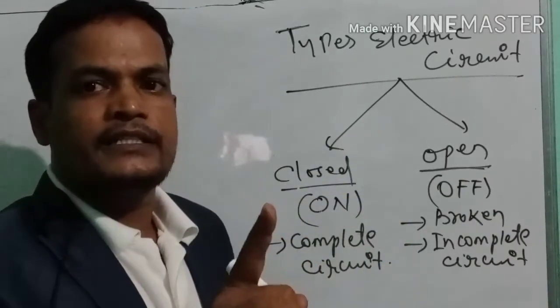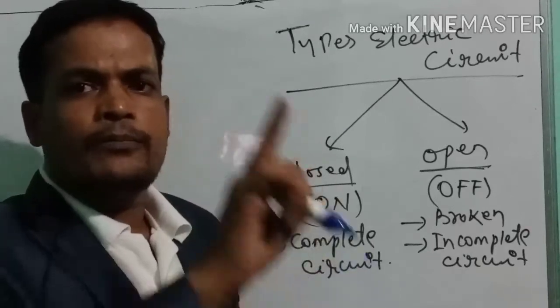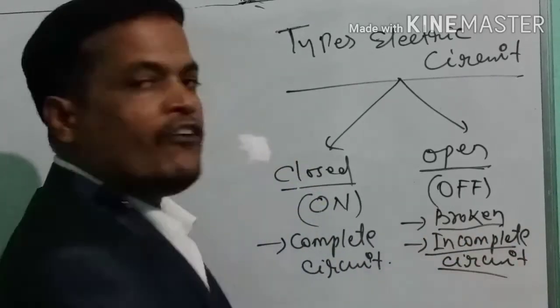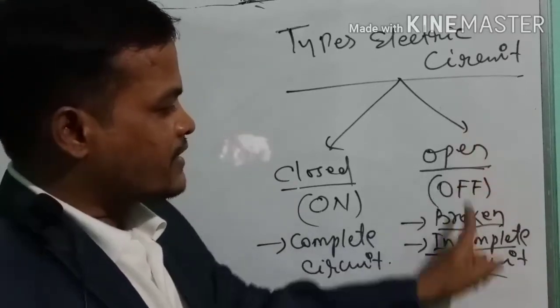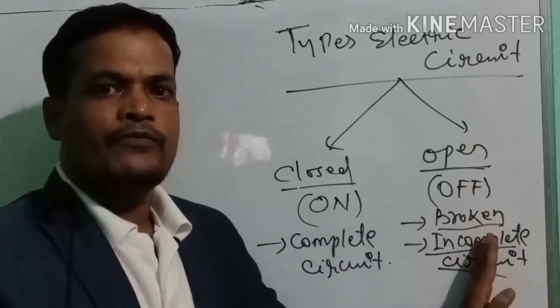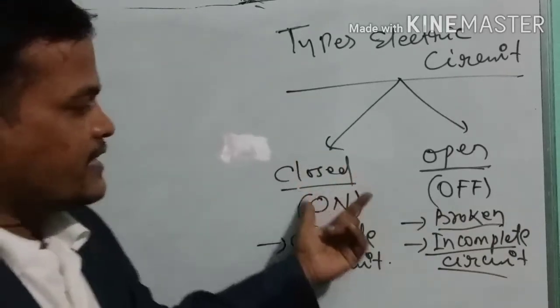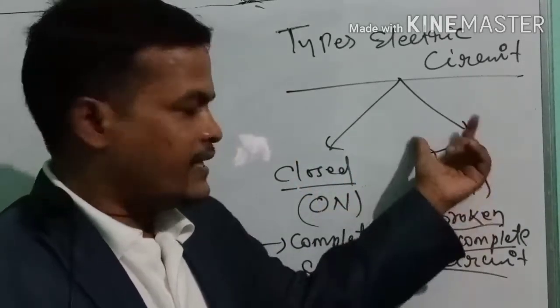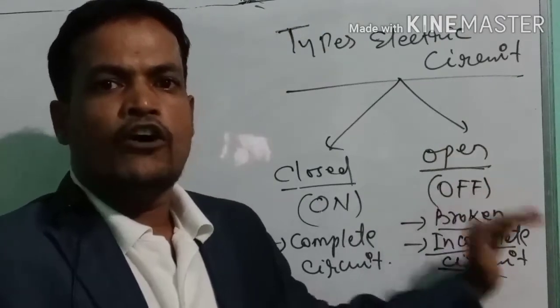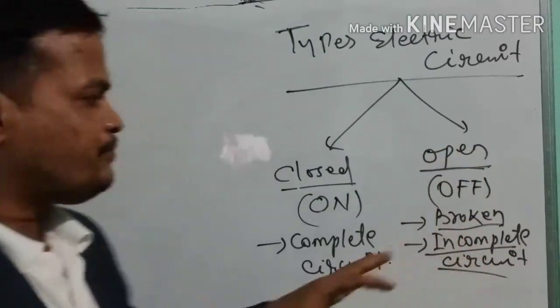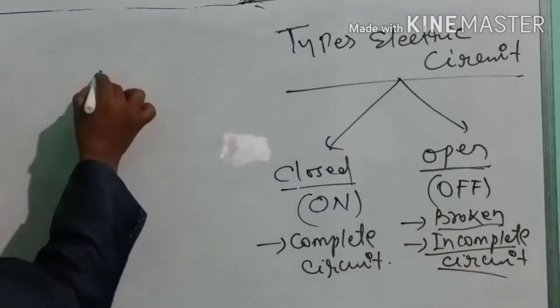It will not complete this path. It will not complete one circle. So that is called a broken circuit or incomplete circuit. So open circuit is otherwise called a broken circuit or incomplete circuit, and closed circuit is called complete circuit. In this case, the switch is on, and in this condition, the switch is off. So that's why the current is not flowing. Is it right? Let us draw the two circuits.